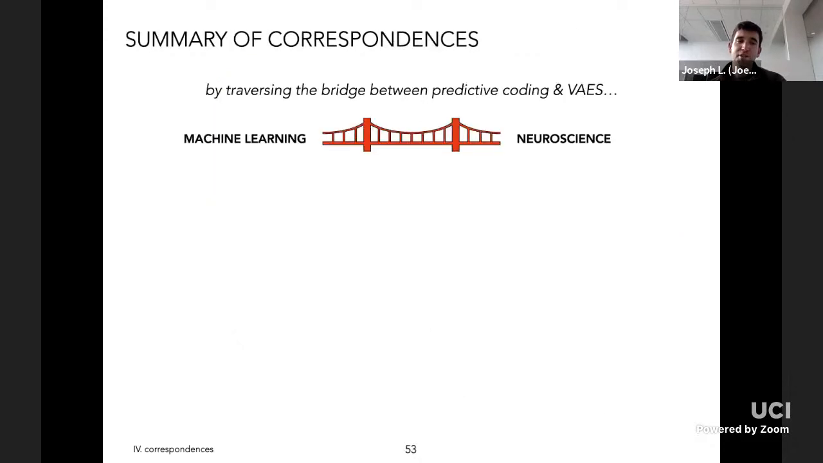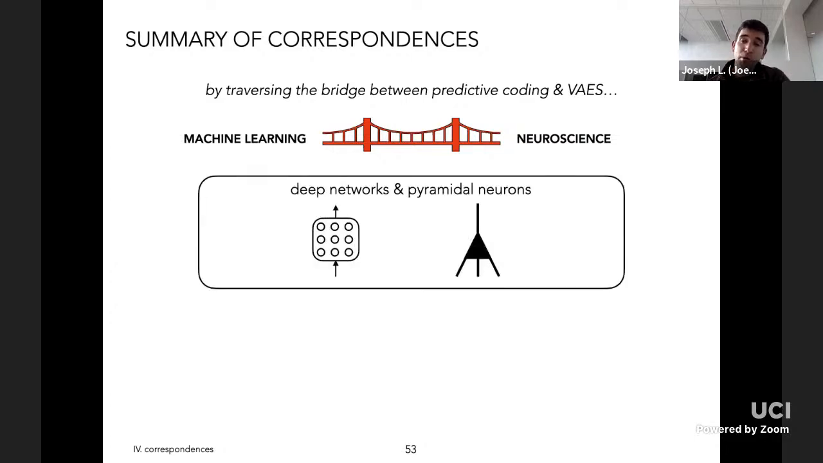So just to summarize the correspondence section of this, I think by traversing this bridge, you get some really interesting correspondences that come out. One being deep networks and pyramidal neurons. I'm certainly not the first to suggest that there's a correspondence here. There's papers going back to simulations from the early 90s that are suggesting this. But I think it's only fairly recently that people have been starting to realize that maybe this linear threshold unit model from deep learning is not an accurate representation of neuronal computation. So I think there's a lot to explore here.